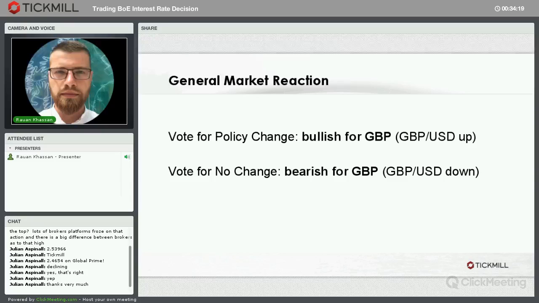What's the general market reaction during the Bank of England decision? A change in policy is considered hawkish or bullish for the British pound, and no change in the Bank of England rate decision is bearish, and it actually happened during today's rate decision. We didn't find any change in the Bank of England meeting, and that turned into a negative short-term impact for the British pound. So if you were selling, you probably had a positive trade.